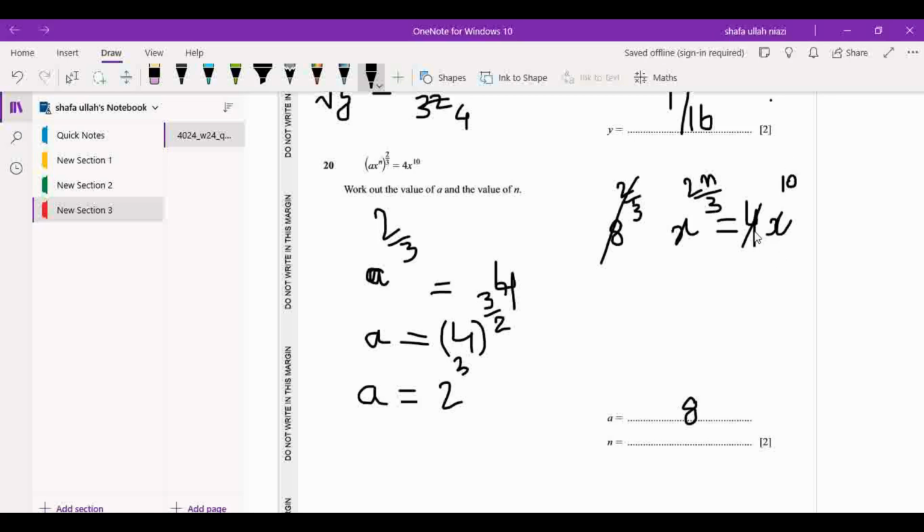It means bases are equal, so the powers are equal: 2n over 3 should be equal to 10. We simplify it. When we shift the 3, it is multiplied and gives 2n is equal to 30. When you shift this 2 to the right side, it is divided, so 30 over 2 is 15. So n is equal to 15. That's it.